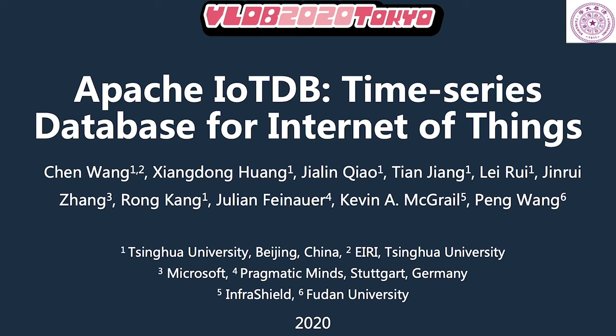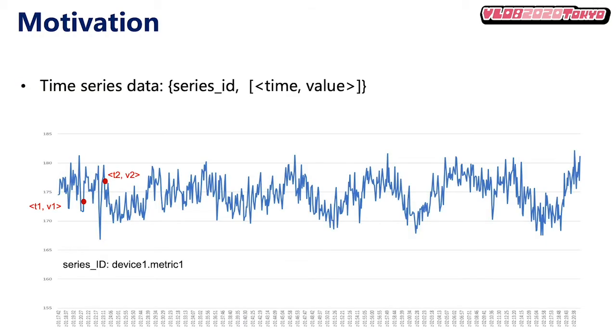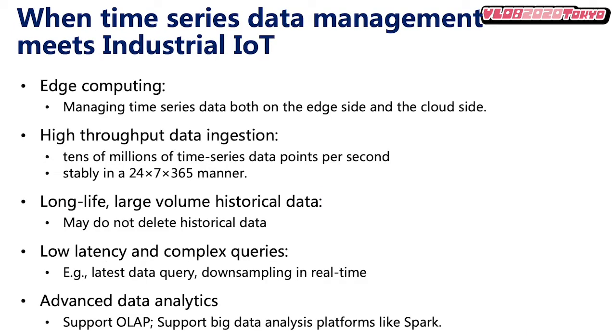Hi, today we will introduce Apache IoTDB, a time series database for Internet of Things. A time series consists of a series ID and a set of data points, and a time series database will manage many time series like this.